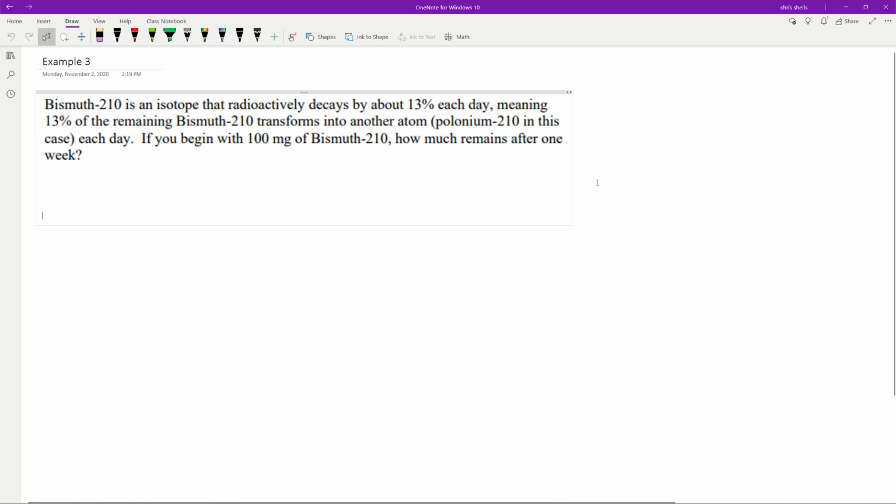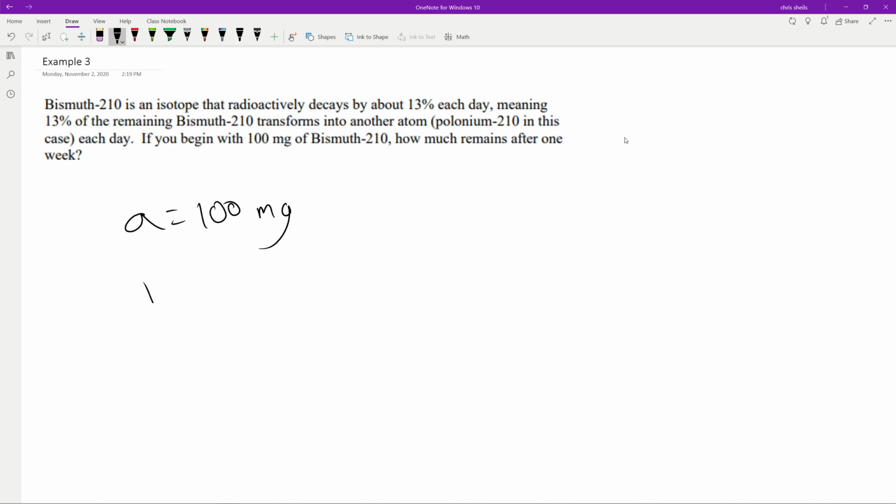We have example 3 here. This is a nice chemistry example. Bismuth 210 is an isotope that radioactively decays by about 13% each day, meaning that 13% of the remaining bismuth 210 transforms into another atom, polonium 210 in this case, each day. If you begin with 100 milligrams of bismuth 210, how much remains after 1 week? Notice here that our initial quantity is 100 milligrams, right? This is 100 milligrams.